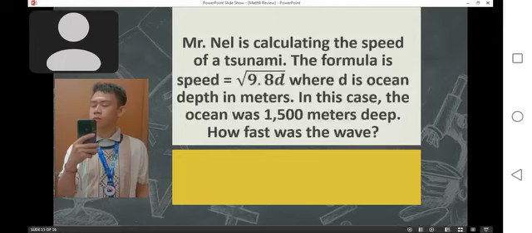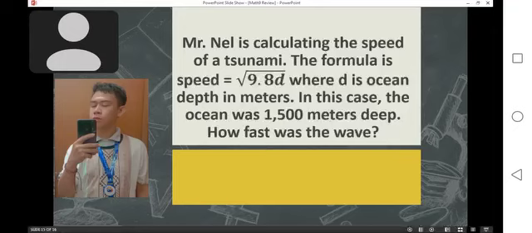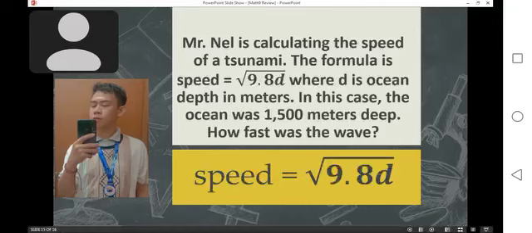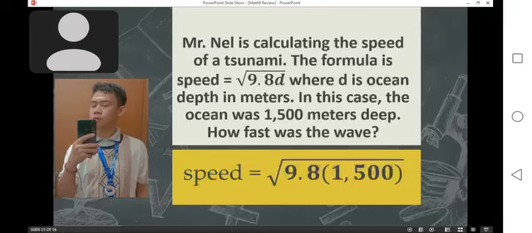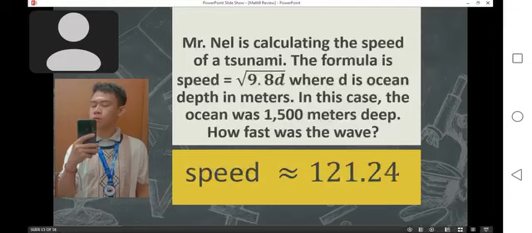So to solve for this, simply substitute the value of d in this formula. So this will become the square root of 9.8 times d, which is 1,500. The product is 14,700. And the square root of that is approximately equal to 121.24. Thus, the wave is 121.24 meters per second. That's the speed of the wave.